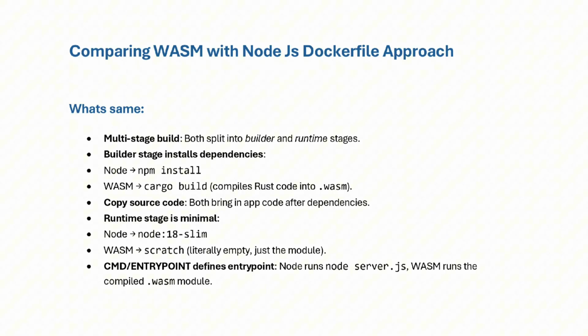Comparing WASM with the Node.js Dockerfile approach. What's the same? Multi-stage build, both are split into builder and runtime stages. The builder stage installs dependencies. In Node it was npm install. In WASM it is cargo build that compiles Rust code into .wasm. Copying the source code, both bring in app code after dependencies.